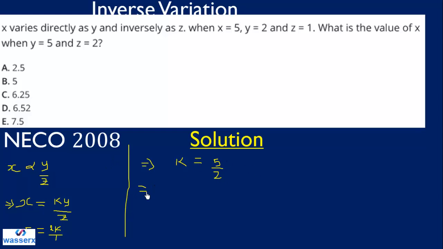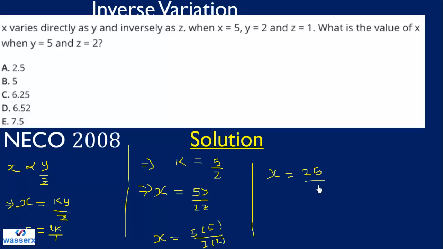So now let us sub in this value into this relation to obtain x equal 5y over 2z. So now to find the value of x, we just sub in the value of y and z. So we have 5 times 5 over 2 times 2, and that will give us 25/4, which is equal to 6.25. So the correct answer is 6.25.